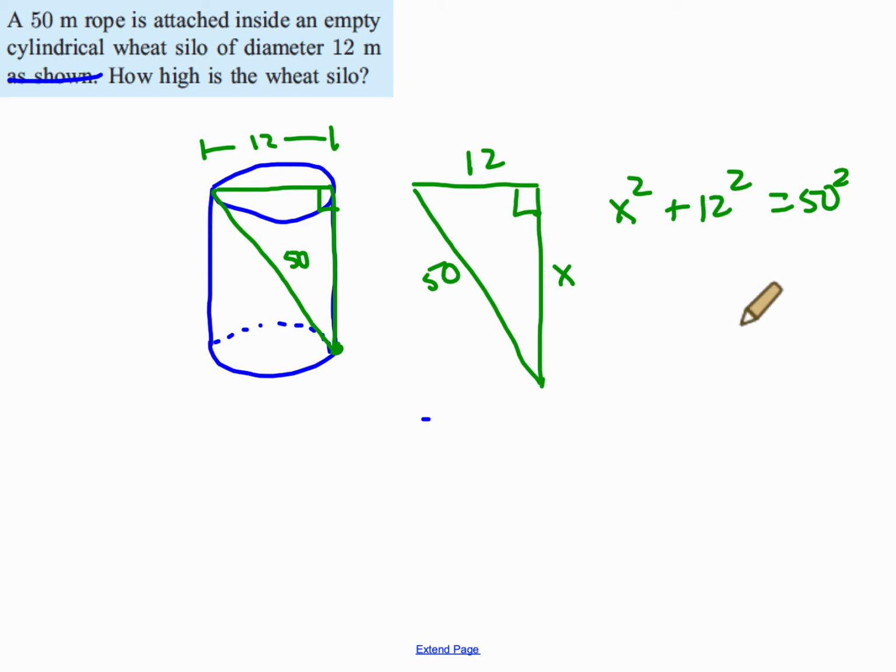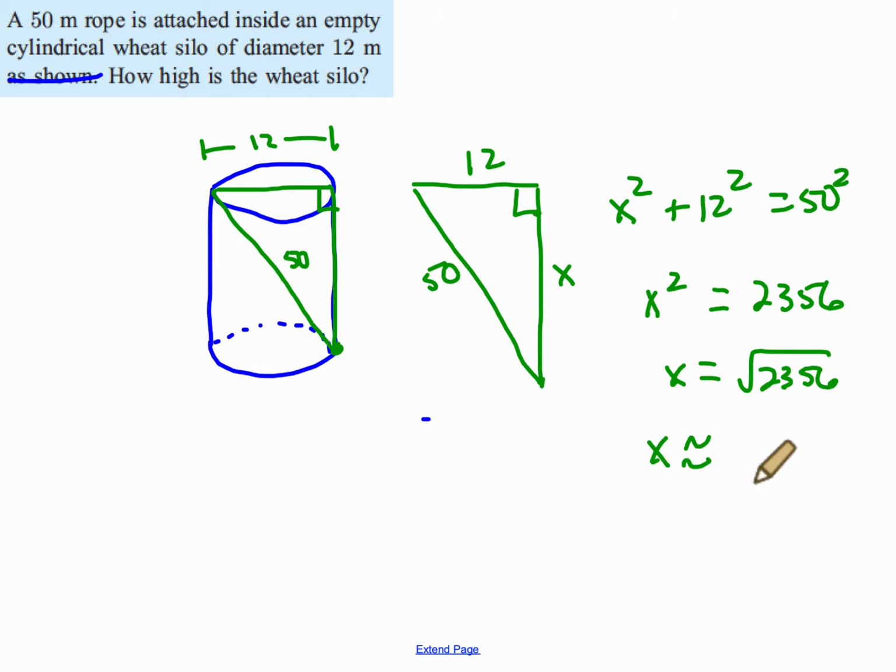Let's see, x squared is going to equal 2356. After we do a little bit of arithmetic, x equals root 2356, and I know I've said I'd like exact answers, but in this case, it's a real world application. It's not just the height of a cylinder, it's a wheat silo. So common sense says we should go ahead and use our calculator and say that it's about 48.5, and our units are meters. So it's about a height of 48.5 meters.